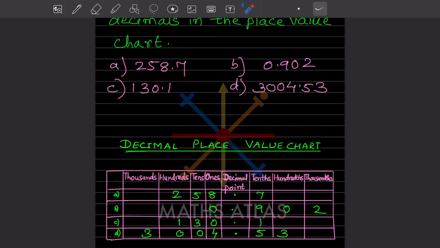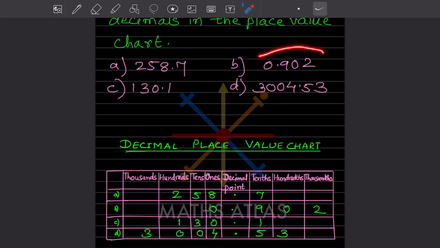So now look at the first problem, 258.7. So the point is here, so I'll write the point here. Before that is 258, so let me go backwards: 8, 5, and 2. So 258. And 0.7 means after the point here, 7. So when you write this one, the things are very clear.